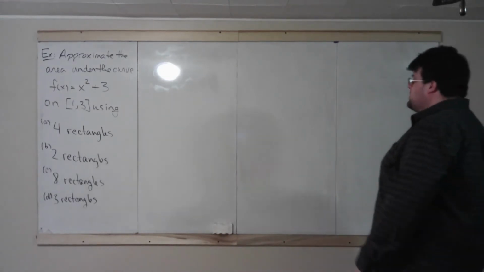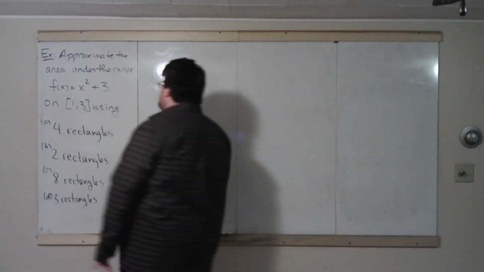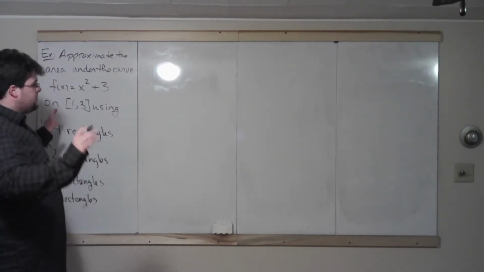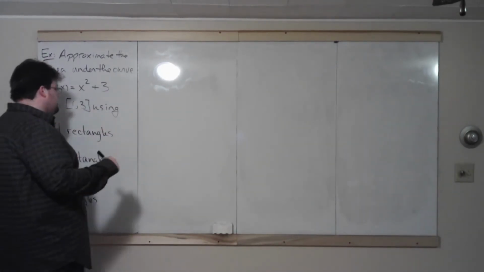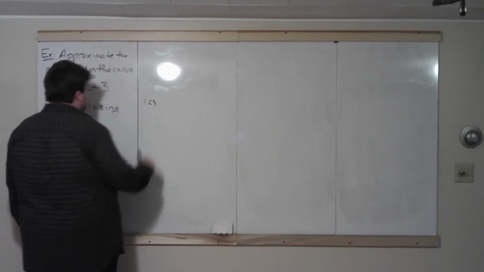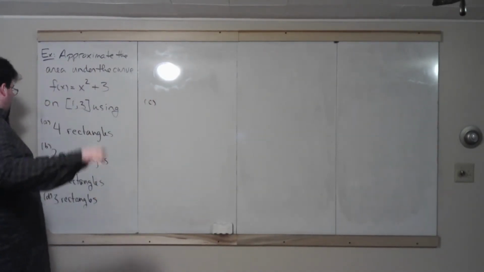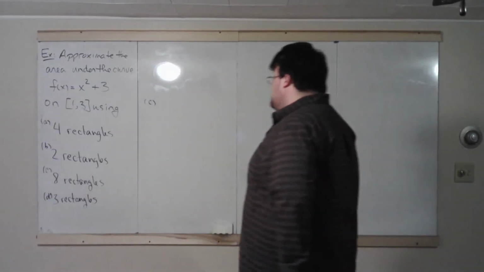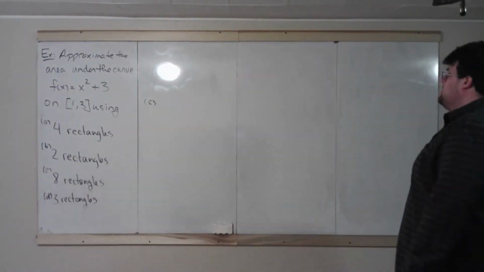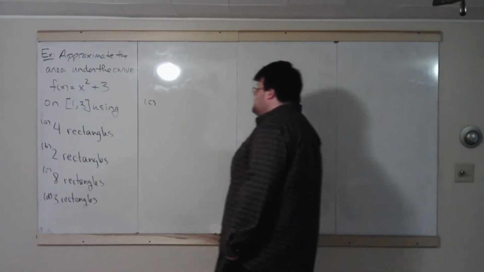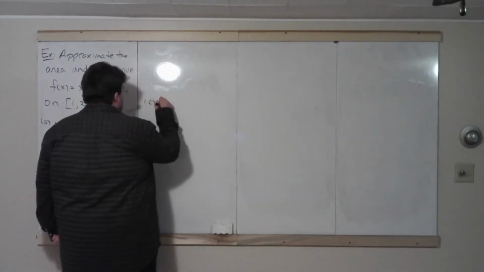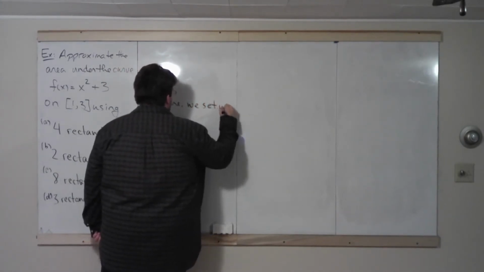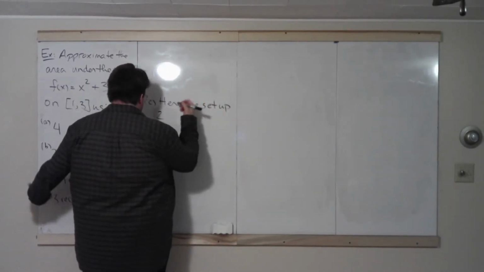So let's do part C. Now, so first of all, for 8 rectangles, I'm not going to make you do 8 computations and deal with all those inconvenient numbers. I'm just going to set it up. But this one is to illustrate a couple things, actually. So I'm just going to say here, we set up 2 approximations.